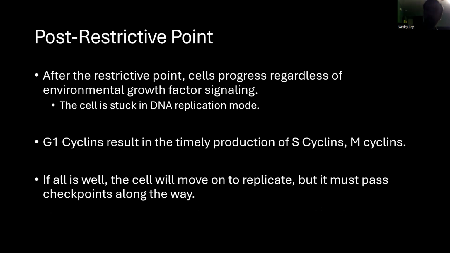If all is well, the cell moves on to replicate, but it has to pass through some checkpoints along the way. Those checkpoints are important. They are regulatory mechanisms that would stop a, let's say, altered cell from going through the rest of this cycle and passing on potentially negative mutations and negative side effects.